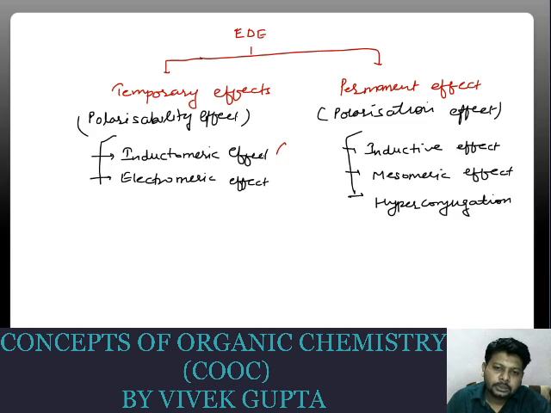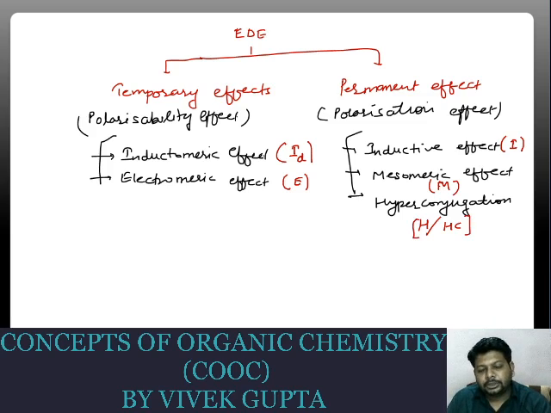Inductomeric effect is generally represented as ID, electromeric effect is generally represented as E, inductive effect is represented as I, mesomeric effect is represented by capital M, and hyperconjugation effect is represented by capital H, or in some cases HC. So we can represent it by H or HC. So mesomeric effect is M, inductive effect is I, inductomeric is ID, and electromeric effect is E. So these are the 5 important effects which we should study in order to understand organic chemistry very well.